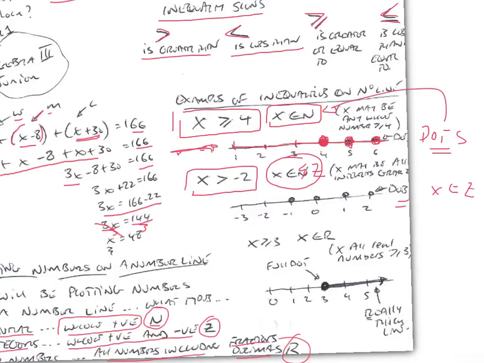X is greater than minus 2. So, yes, I have it here. X may be all integers greater than minus 2. Okay. And we're going to use dots here as well. So, we have our number line.